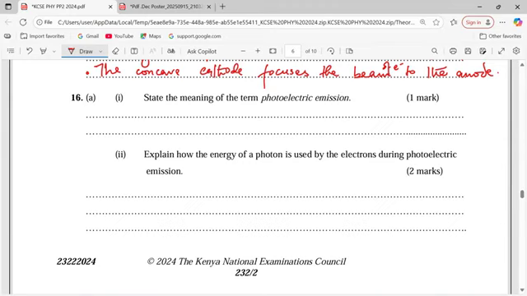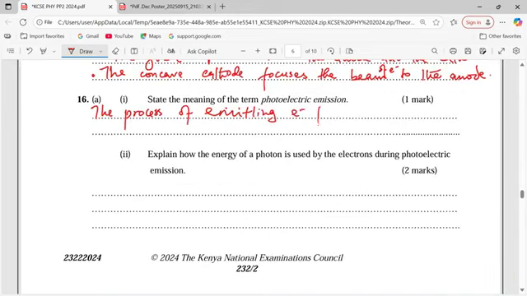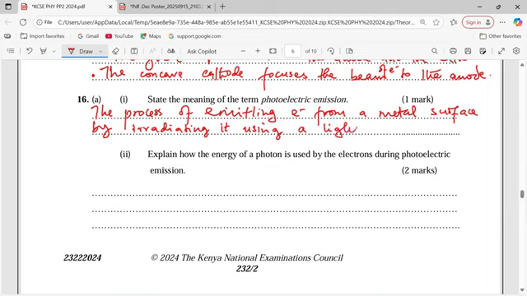And this is the process of emitting, or rather dislodging, electrons from a metal surface by irradiating it, or rather illuminating it, using a light, or rather a radiation, of sufficient energy.